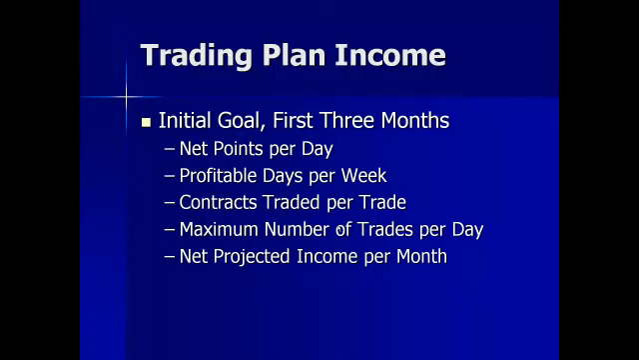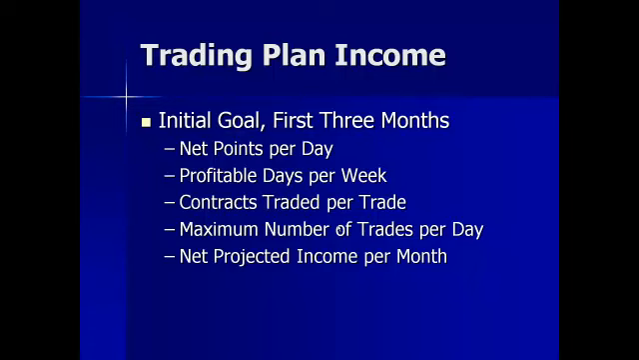Now, the second thing you need to do is build a trading plan for income and what your initial goal is for the first 3 months. You're not going to start right out making $10,000, $20,000 a month on a $5,000 account. You should start out with one of the plans we have on our business site, which is try to just make 2 net points a day with 1 contract, then 2, then 3, then 4, and whatever.